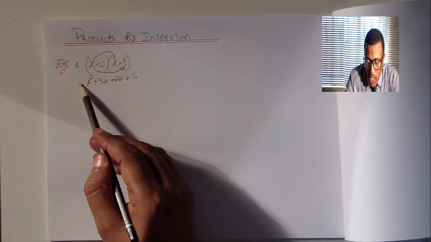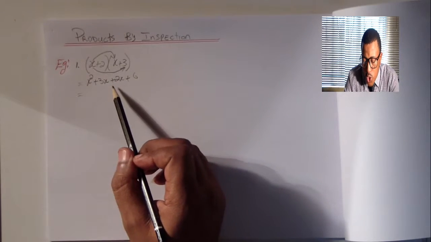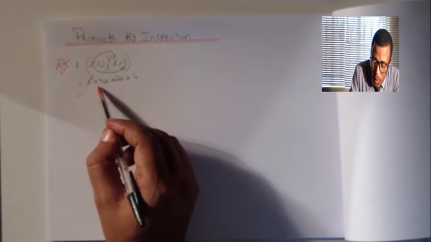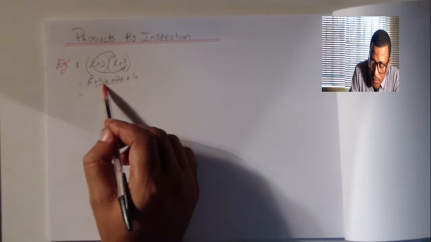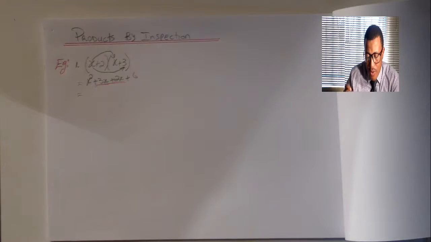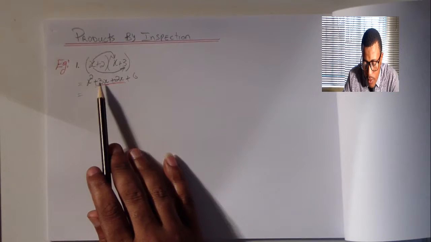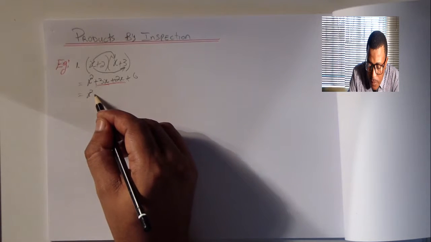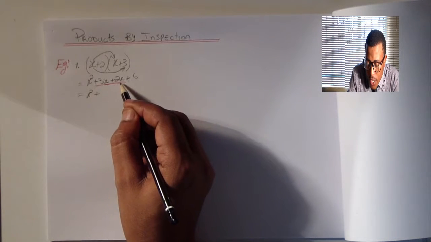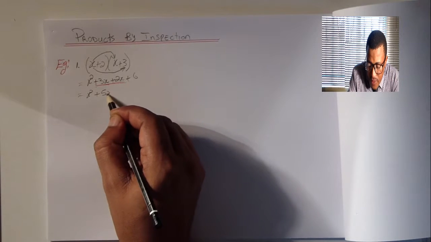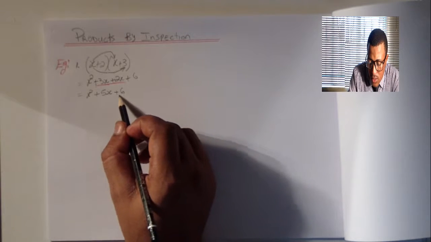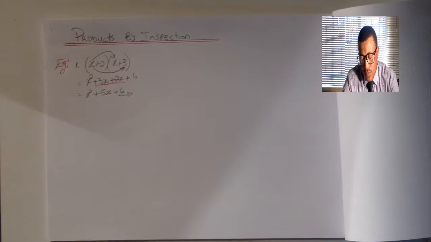Now, what we need to do is check for like terms. We have like terms, positive 3x and positive 2x. Their signs are the same, so we can add and take the sign as it is. Now you see x squared plus 3x plus 2x is 5x plus 6. There's your answer.